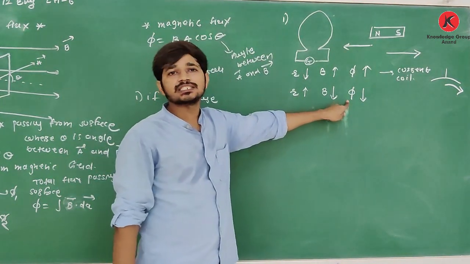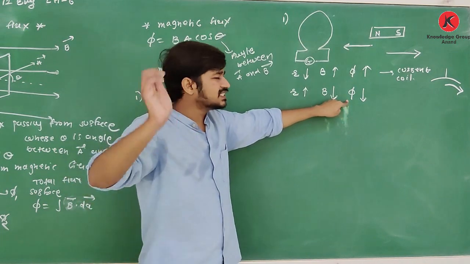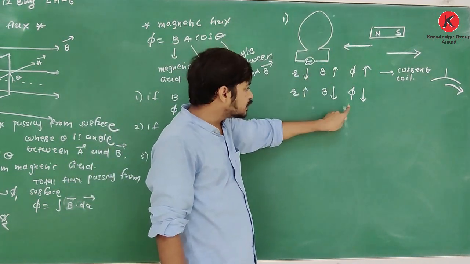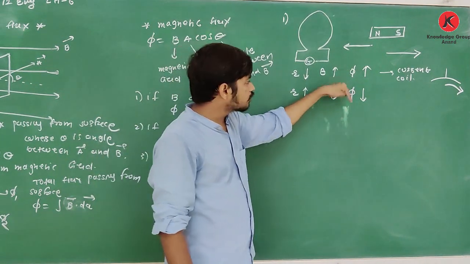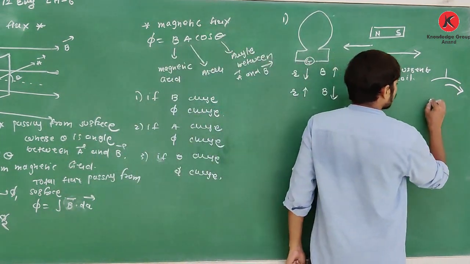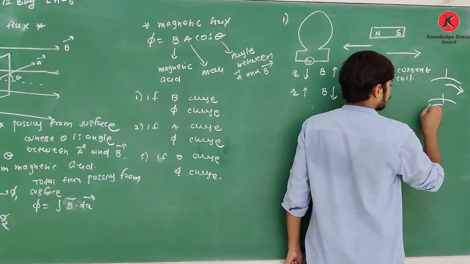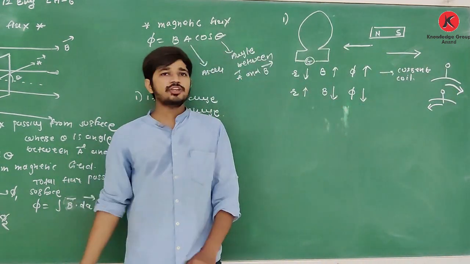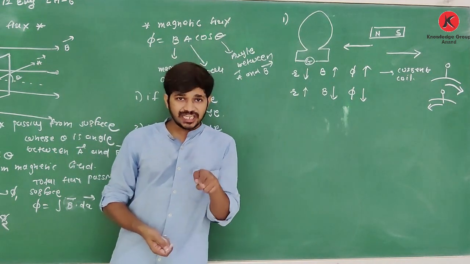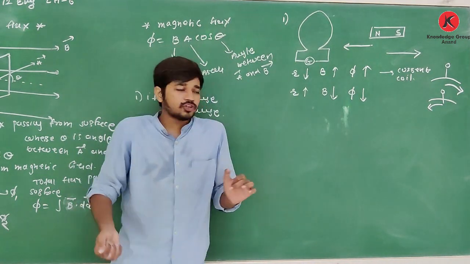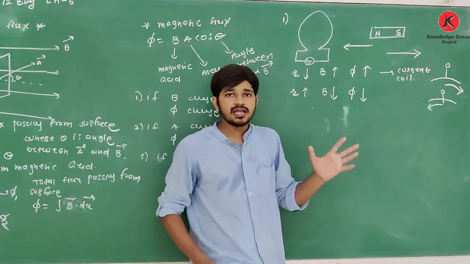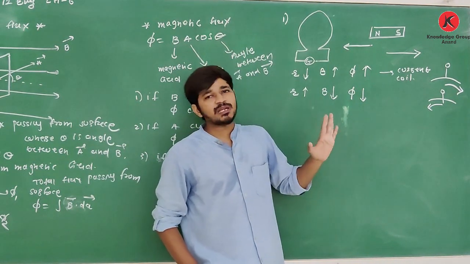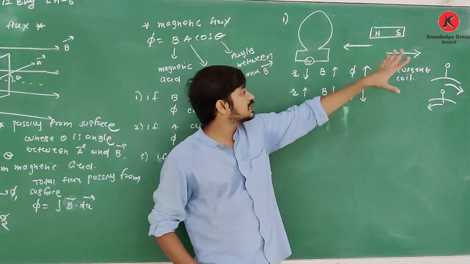Yes, flux decreases. Means there is a change in flux. During the first case, flux increases. During the second case, flux decreases. So it is of opposite nature, and this galvanometer will show deflection in the opposite direction, because the change in flux is opposite. Here it increases, here it decreases. Clear about this? Okay. The second experiment we can understand with the same concept.